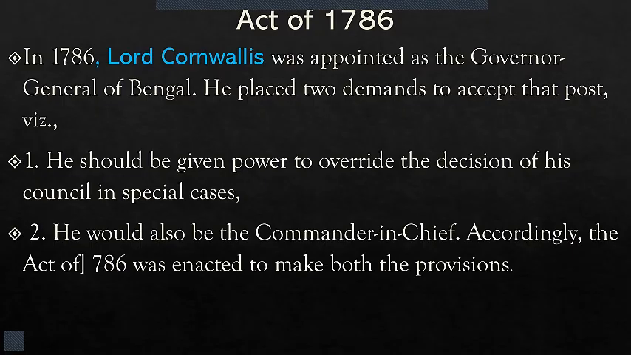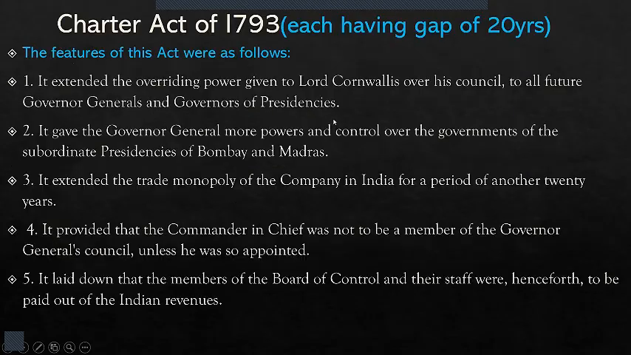Okay, so accordingly the Act of 1786 was enacted to make both those provisions. So for Lord Cornwallis, to provide him with all these powers, this Act of 1786 was made. Okay, let's see the next one. Charter Act of 1793. The Charter Acts were there, and each had a gap of 20 years.